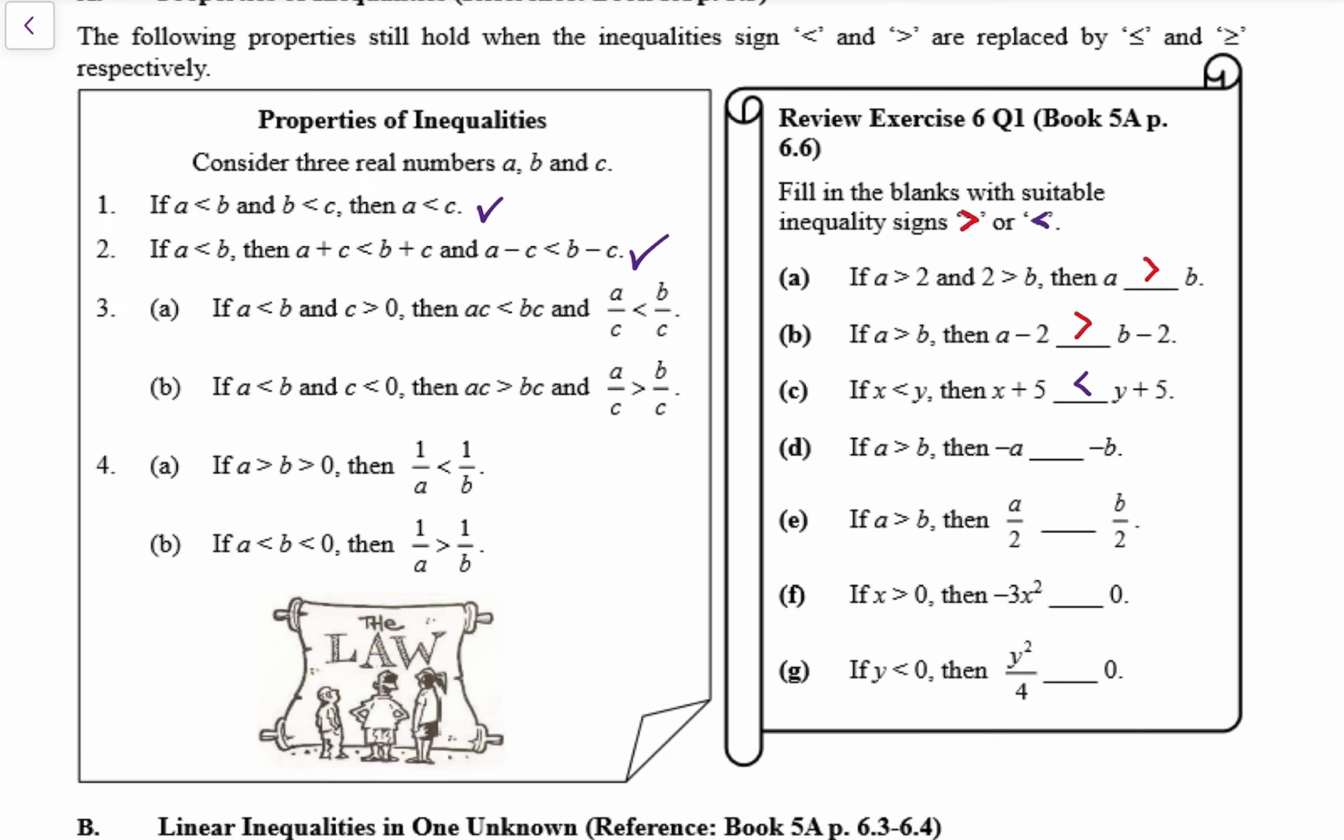In part D, what if I multiply by negative 1? So we can see here I have negative A and negative B. If you remember, if we multiply by a negative number, we have to change the inequality sign. What if we divide by a positive number? If you multiply or divide by a positive number, it's okay, so we'll keep the same inequality sign.